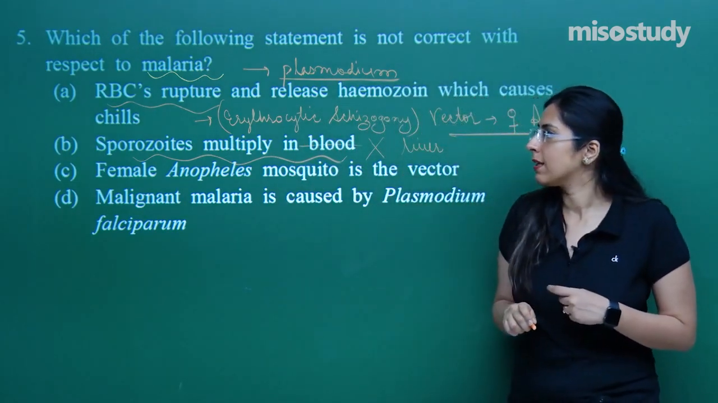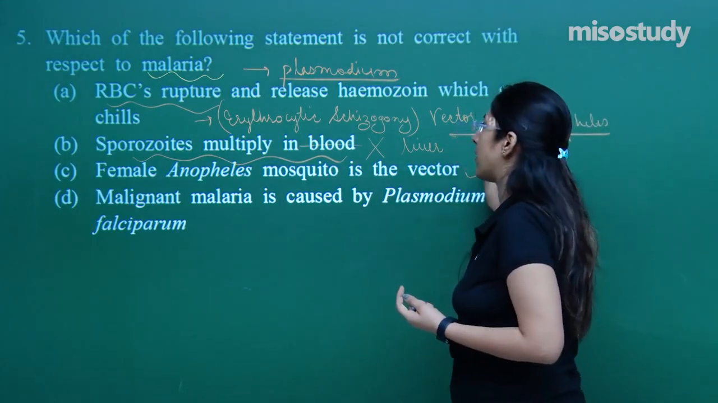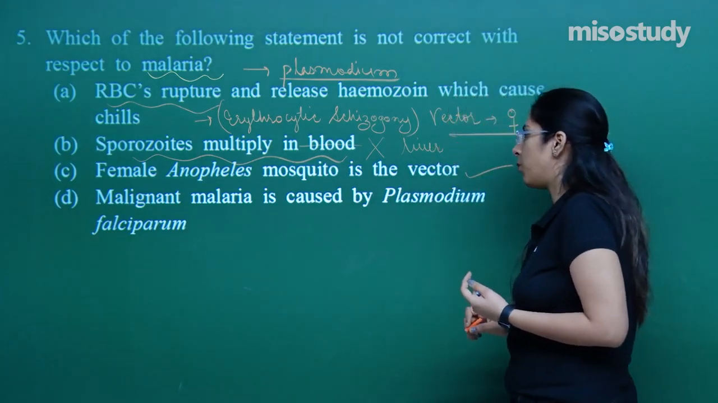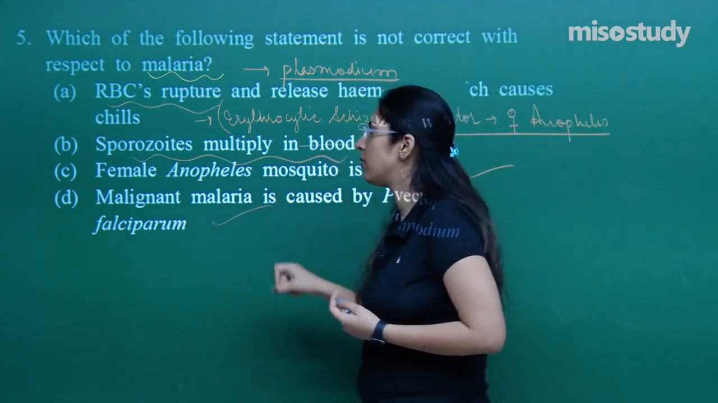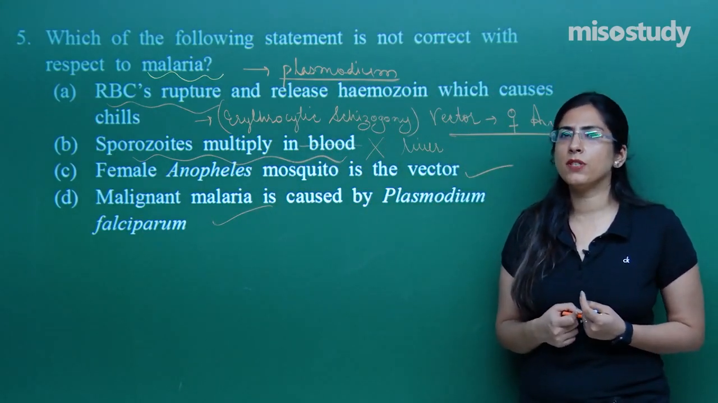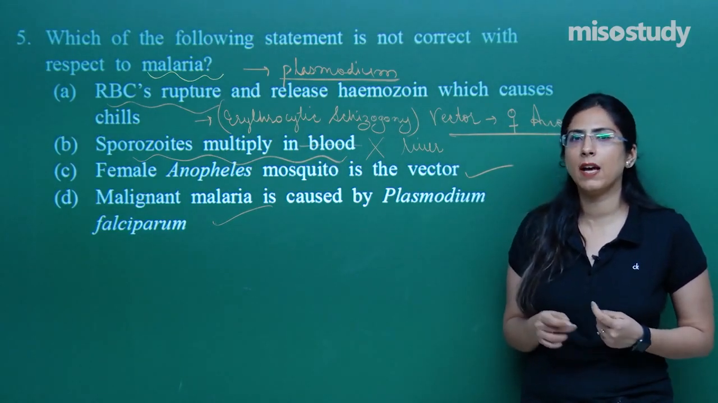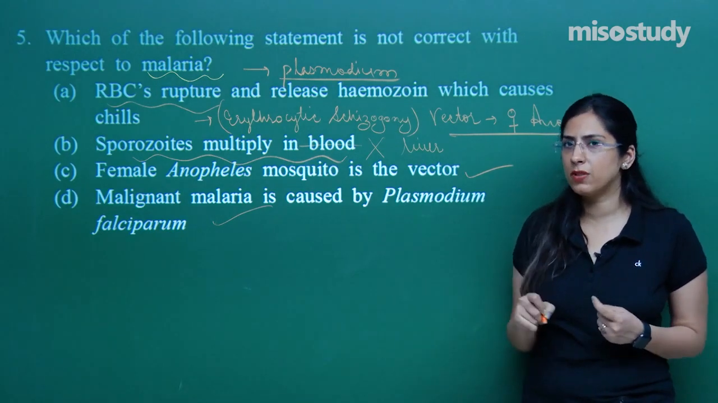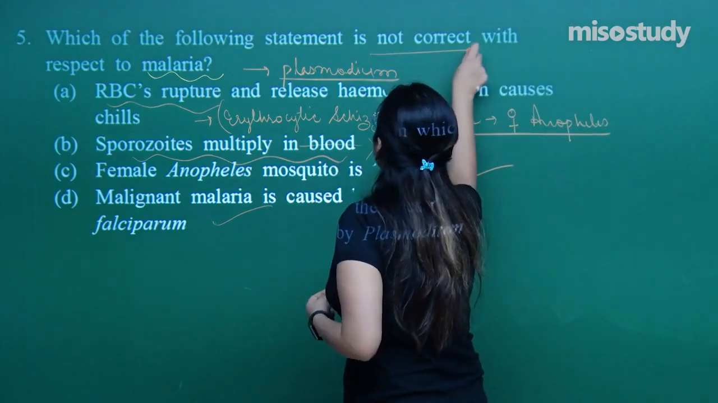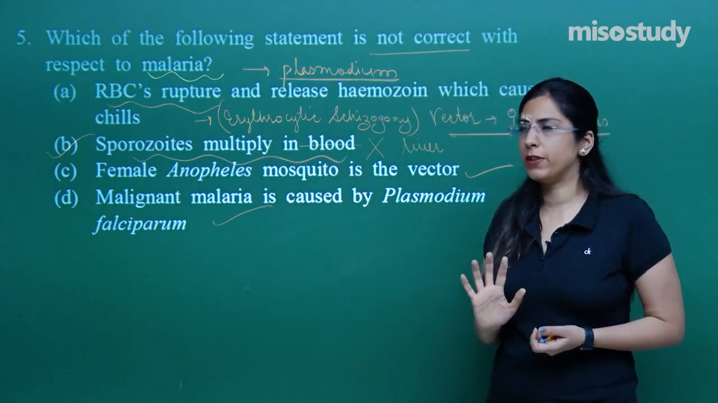See, female Anopheles mosquito is a vector. Likewise, we have discussed female Anopheles is a vector. So this is a right option. Similarly, D, malignant malaria is caused by Plasmodium falciparum. This is also a right option. Malignant, the most severe form, is because of Plasmodium falciparum. We have different species of Plasmodium also, for example Plasmodium ovale, Plasmodium vivax. Out of these, the malignant one, the most severe, is caused by Plasmodium falciparum. So they are asking about the not correct option. The not correct option is option number B, as per the question 5th is considered.